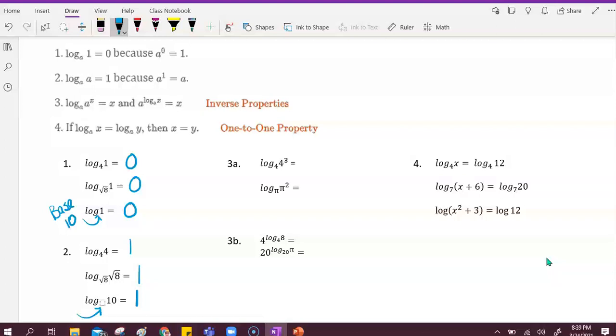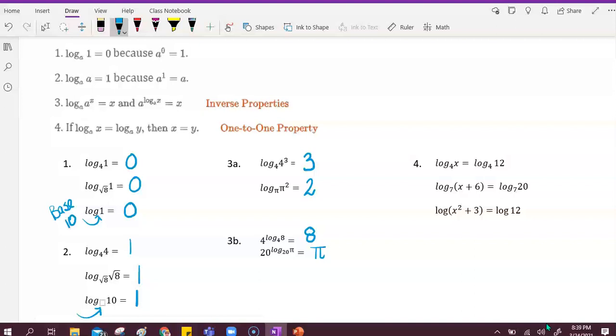Okay, number 3 is the inverse property. So I'll do the first one the first way. As long as our base is here, then the answer is going to be the exponent. Same here, as long as these two match, then the answer will be our exponent. And then the opposite way, as long as the base here is the same, then our answer is 8. And here our answer is pi, because the 4's match and the 20's match.